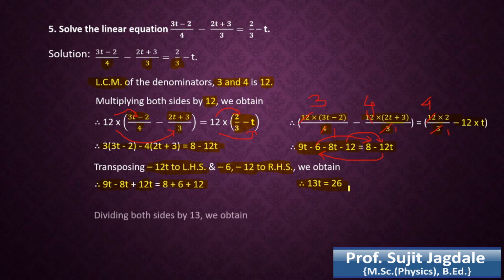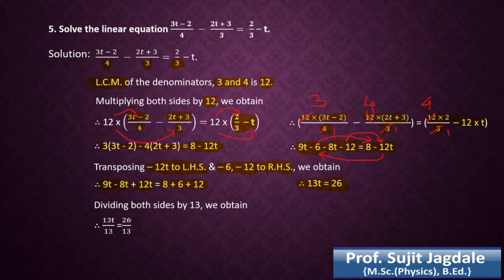So now dividing it by 13, we are going to get 13t divided by 13 equals 26 upon 13, and 13 is going to be cancelled. 13 ones are 13 and 13 twos are 26. So therefore the solution of the given equation is t equals 2.